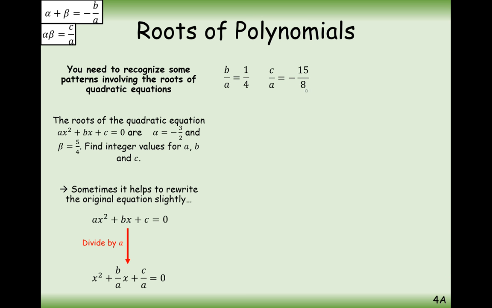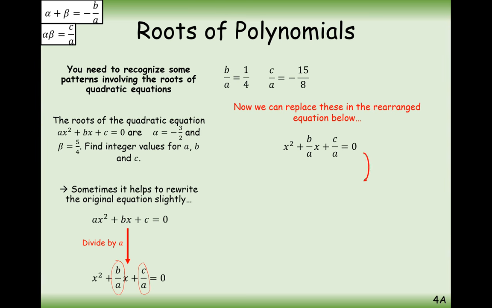We get minus 15 over 8. So in this spot here, we're going to have a quarter, and in this spot here, we're going to have minus 15 over 8. So substitute those values in, and we're very nearly there. Now the last thing for us to do is to make sure that we have integer values. Integer means whole number values on the coefficients of the x squared, the x, and the c at the end.